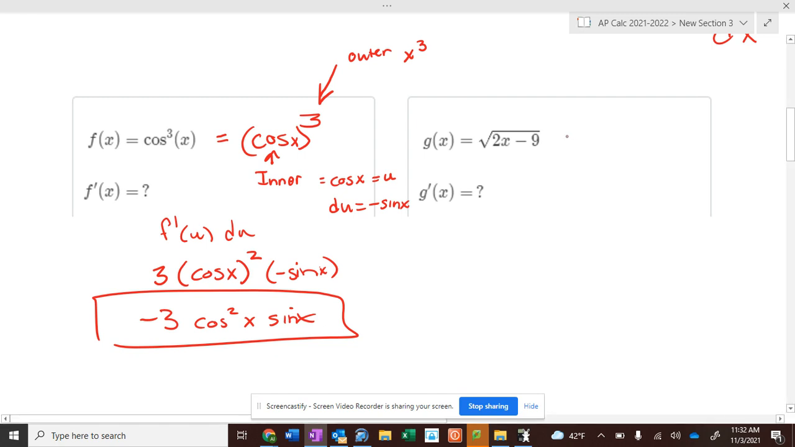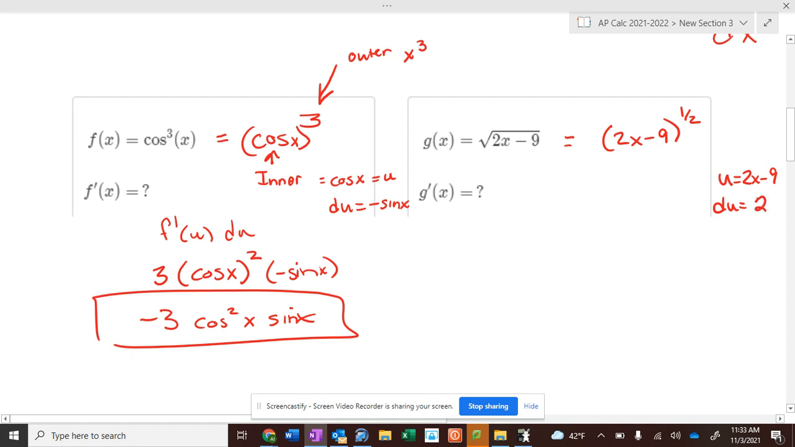So g of x, we need to rewrite that first, just like we rewrote this one, because cosine cubed of x is the same as the cosine of x cubed. This is just a rewrite is all. And we're going to rewrite g of x as 2x minus 9 to the 1/2 power. Okay? So I'm going to do the f prime of u du again, because that's how I look at things. What is u? 2x minus 9. What would du then be? Just plain simple 2.